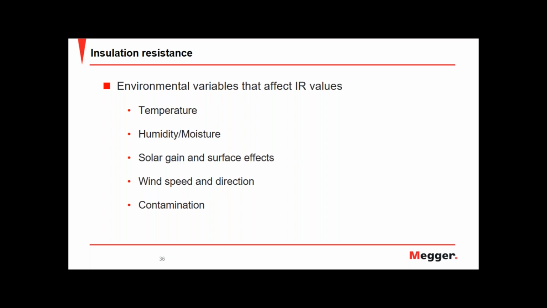Most of these variables we have little control over. In many cases, we may be testing outside, exposed to the elements, and although we don't advocate testing in the rain, sometimes you may need to do so. We may encounter different temperatures and changes in humidity. There could be solar effects as clouds appear and disappear above our assets under test. There could be fluctuating wind speeds and ever-changing wind direction, and of course, surface leakage effects caused by contamination.